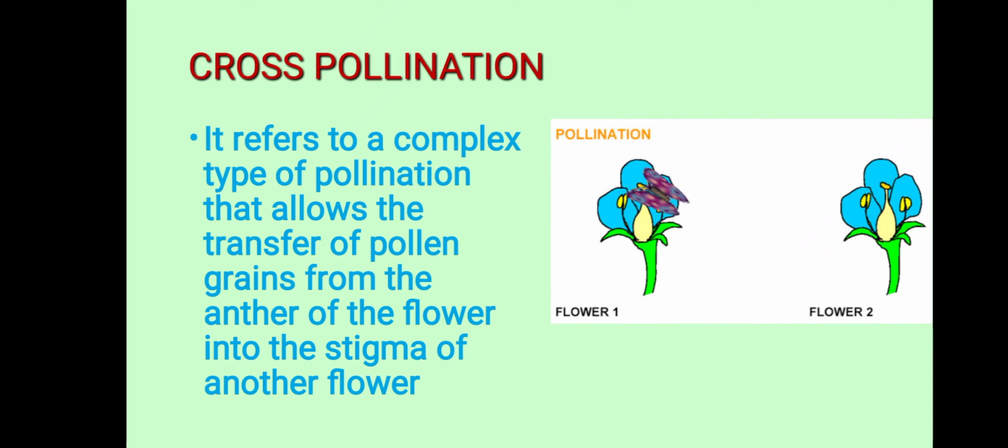self-pollination. Next, cross-pollination. It refers to a complex type of pollination that allows the transfer of pollen grains from the anther of a flower to the stigma of another flower. So the transfer of pollen grains from the anther to the stigma of another flower is cross-pollination.